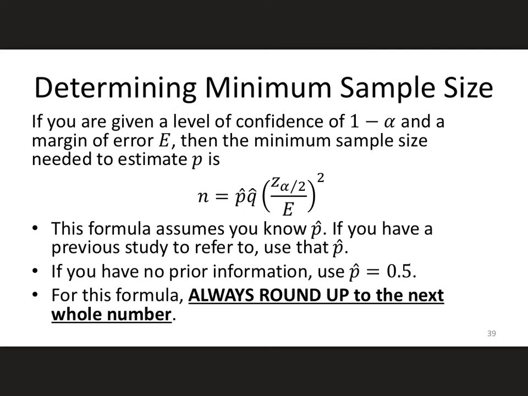If you have a previous study, then you're going to refer to that and use that p hat. If you have no prior information, you will use a p hat of 0.5. For this formula, you always round up to the next whole number. Always. It does not matter if your answer is 452.1, you will round up to 453. Whenever you're looking for a minimum sample size, you always round up to the next whole number.